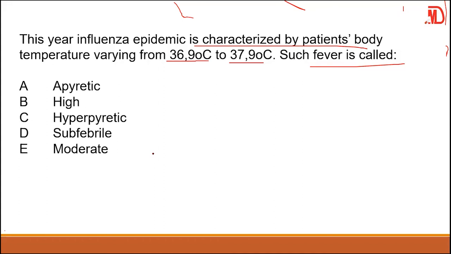Then we have pyretic. Pyretic is what? 39.0 to 40.9. And hyperpyretic is what? More than 41 degrees Celsius. So please take note of all of these things, so don't get confused when you see it. So over here, your answer is what? Subfebrile, right? Subfebrile.